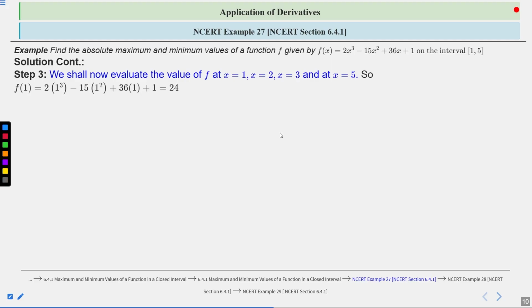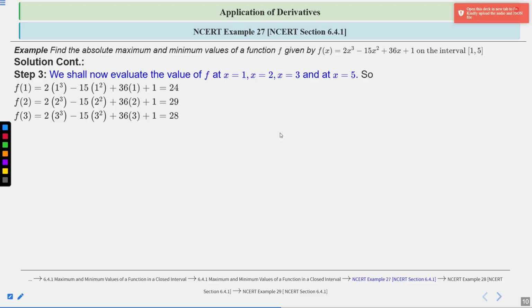So f(1) will be equal to 2 into 1 cube minus 15 into 1 square plus 36 into 1 plus 1, which is equal to 24. Now f(2) will be equal to 2 into 2 cube minus 15 into 2 square plus 36 into 2 plus 1, which is equal to 29. After solving this, you will get f(1) equal to 24, f(2) equal to 29.